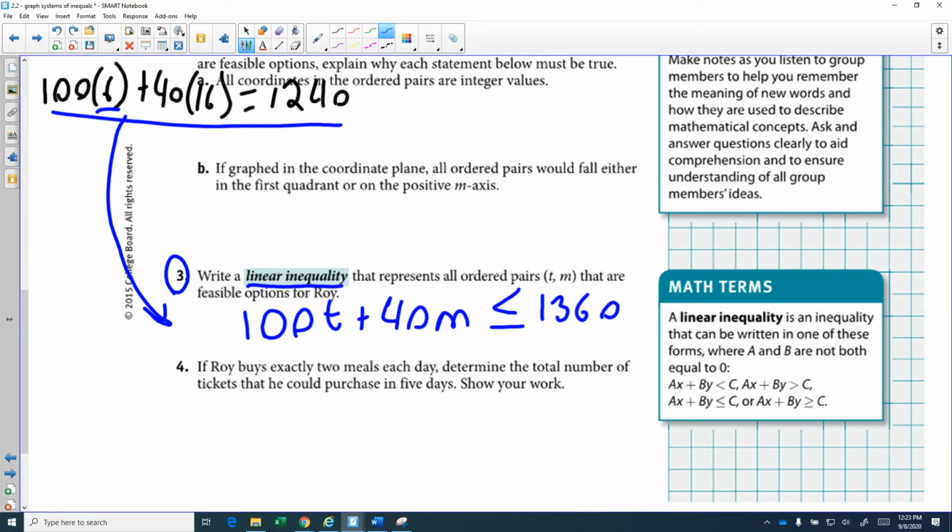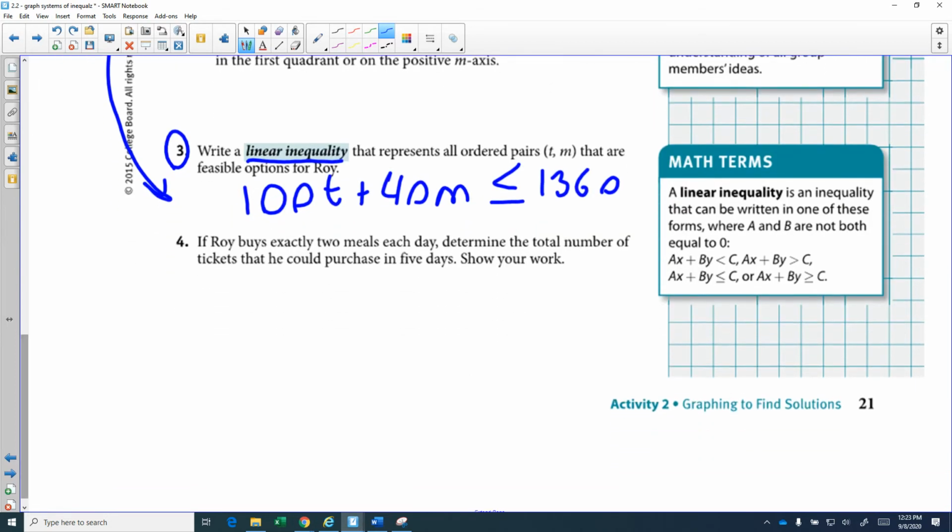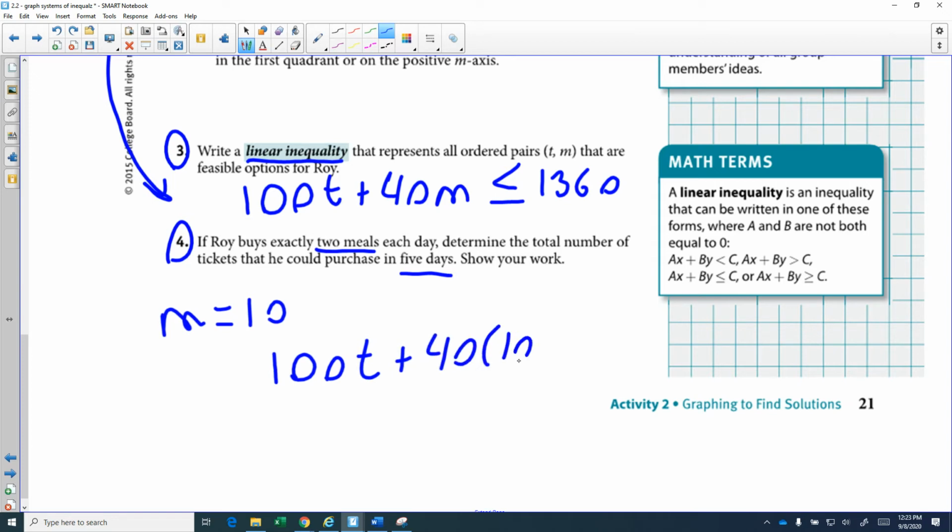Now, we can even go more in depth with this. For example, in number 4, we can actually use this to our advantage. If Roy buys exactly 2 meals each day, determine the total number of tickets that he could purchase in 5 days. Show your work. Well, if he buys 2 meals each day and you have 5 days, 2 meals each day, and you go for 5 days, then you know you have 10 total meals. So to solve this out, you're just going to take 100t plus 40 times 10 less than or equal to 1360.